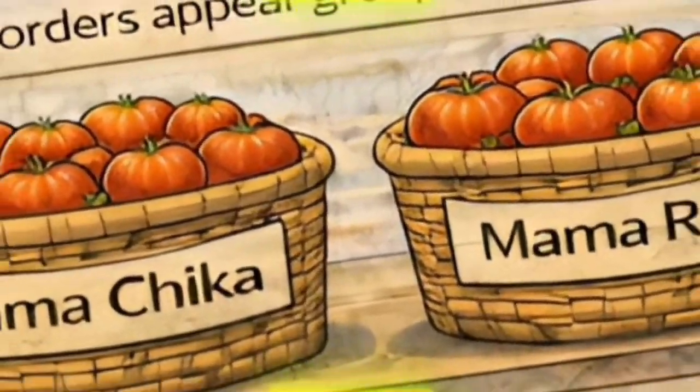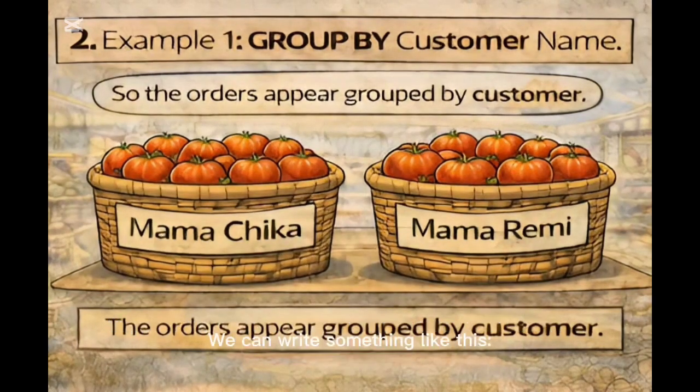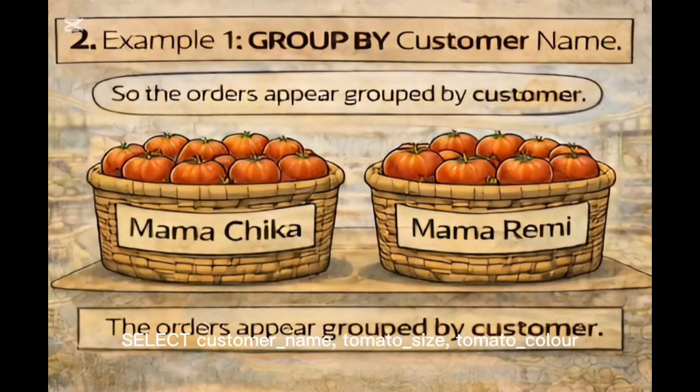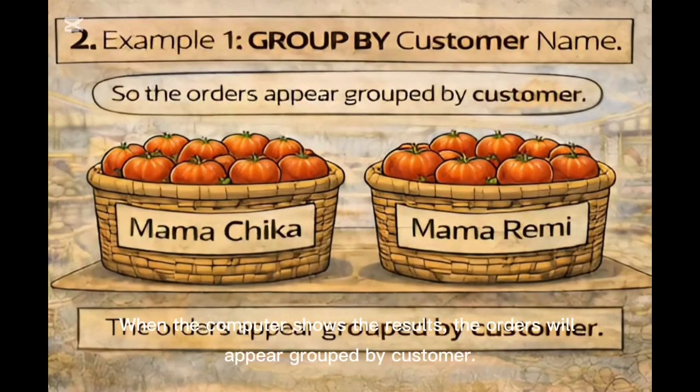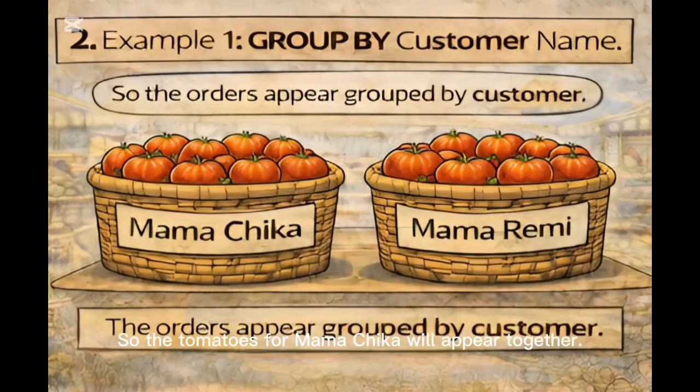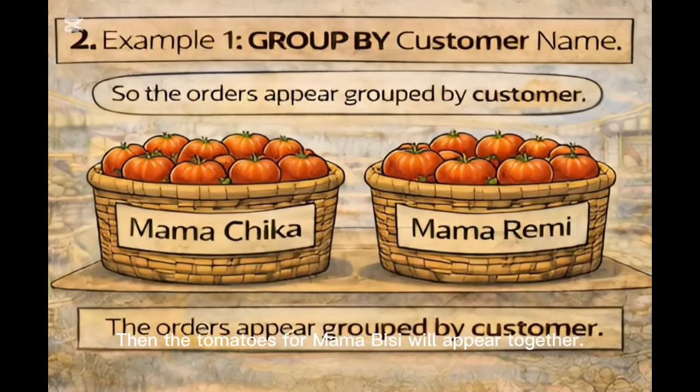Let me give you the first example. Suppose we want to see all the tomatoes that belong to each customer. We can write something like this. Select customer name, tomato size, tomato color from customer orders table where tomato color is red group by customer name. When the computer shows the results, the orders will appear grouped by customer. So the tomatoes for Mama Chica will appear together. Then the tomatoes for Mama Remy will appear together. Then the tomatoes for Mama BC will appear together. That is how group by customer name works.